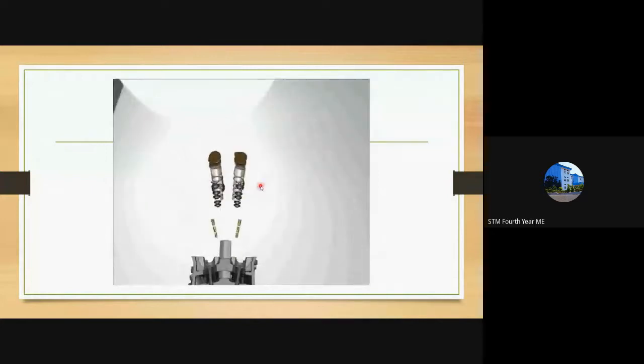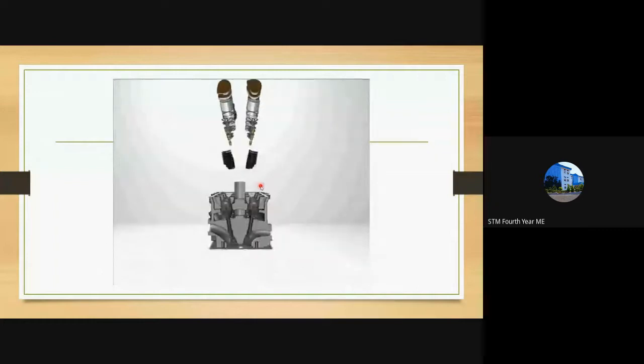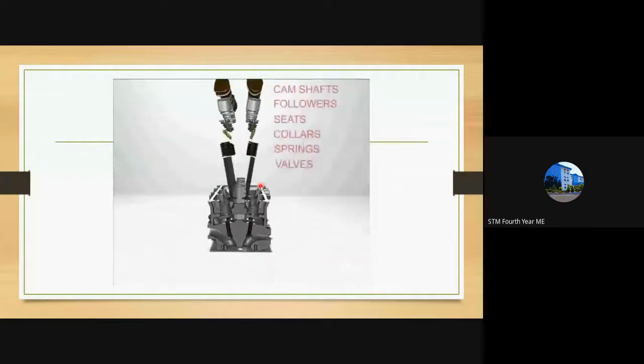So these are the parts present in the engine head of the engine: camshaft, followers, seats, collars, springs and valves.